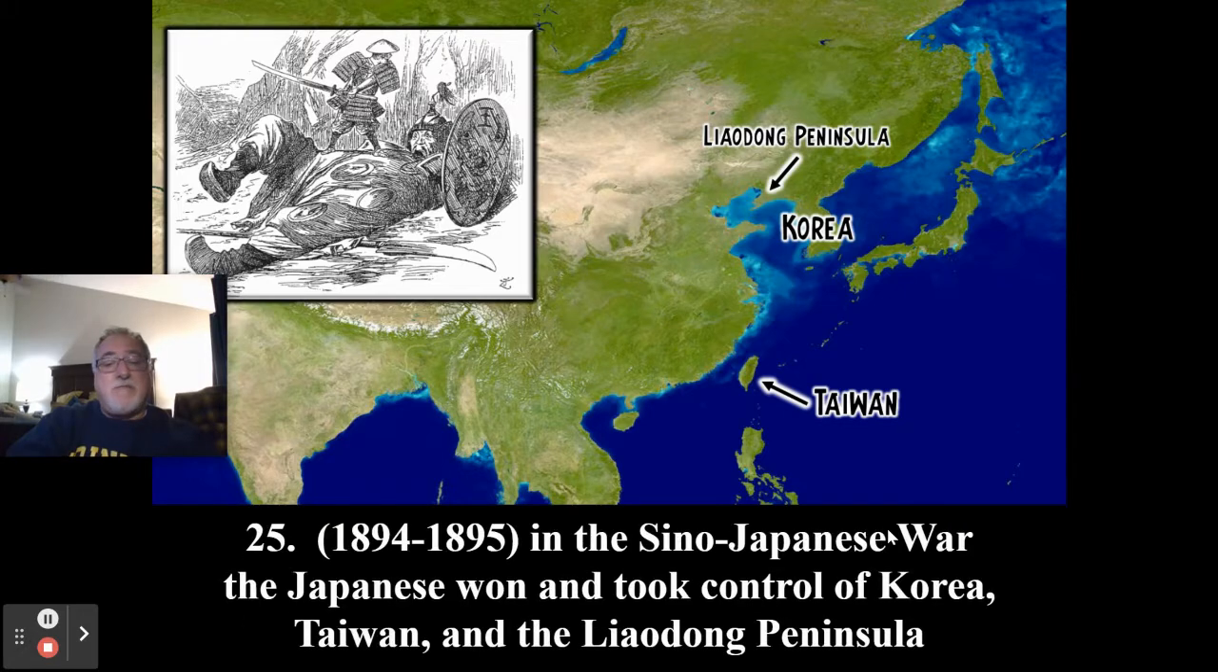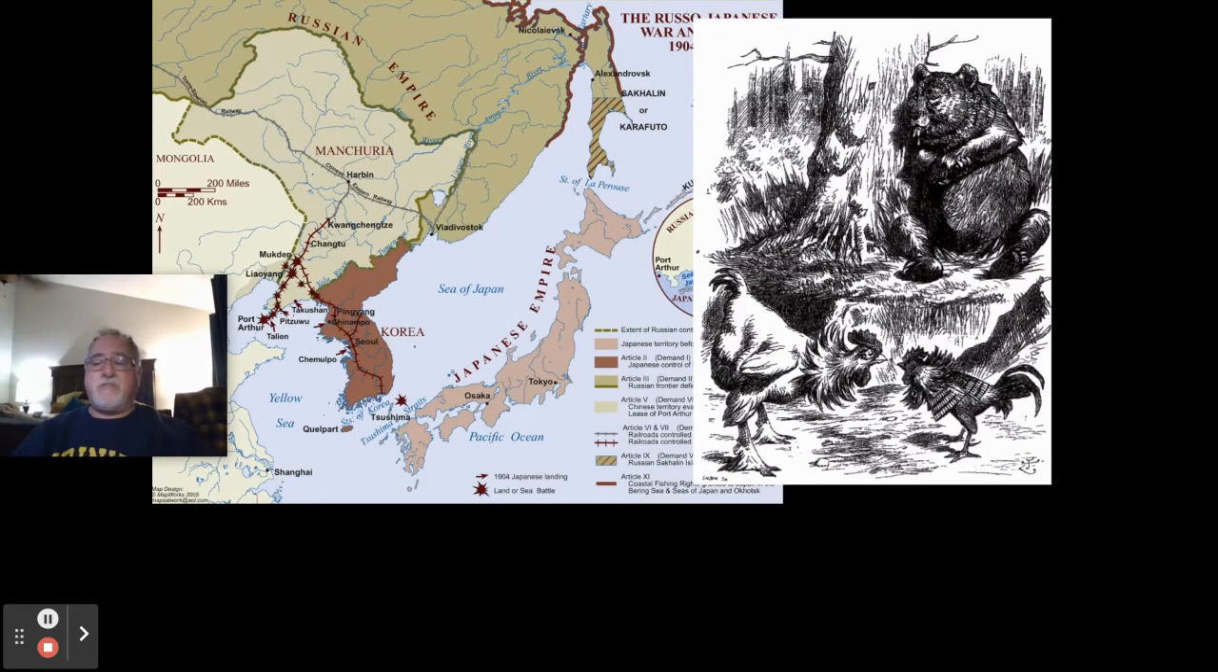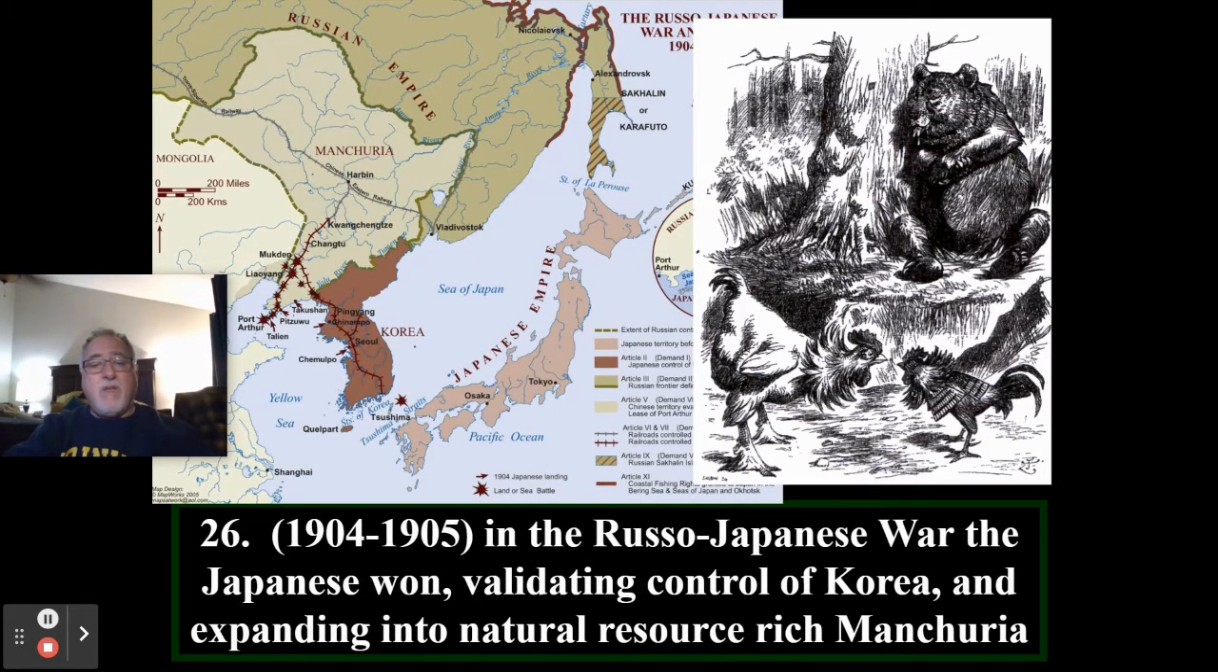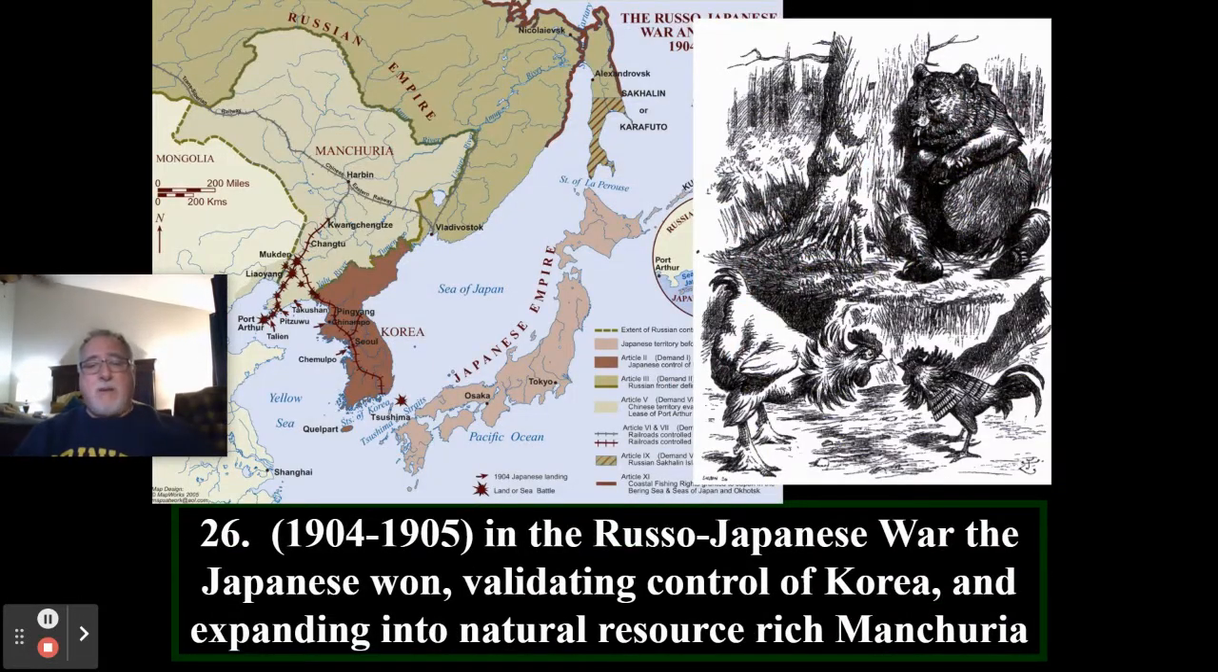They also, in 1894 and 1895, fought the Sino-Japanese War. It was against China. They won this and took control of Korea, Taiwan, and the Liaodong Peninsula, which is right there. They then go to war against Russia in the Russo-Japanese War. Notice how, okay, 10 years later, Japan won, and they validated control of Korea. They were able to keep it, and they expanded into Manchuria, which is rich in natural resources, which is why Russia went and took it and wanted it and put part of the railroad there.